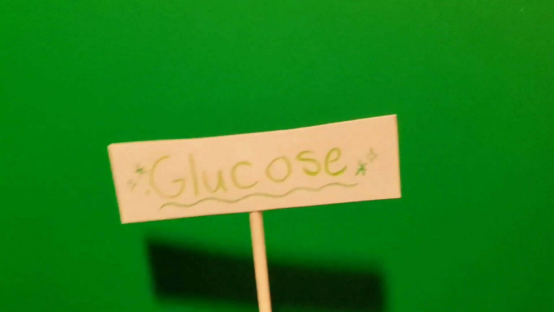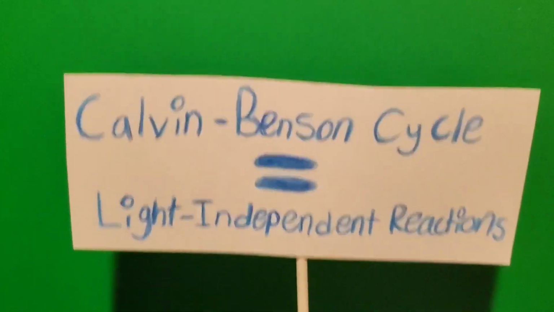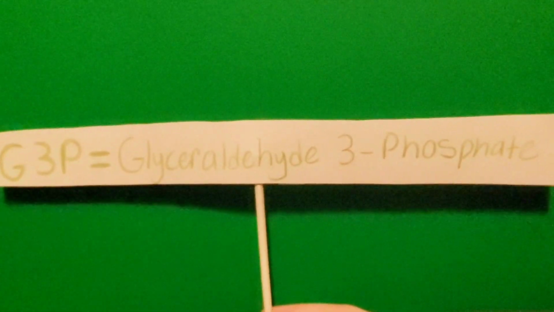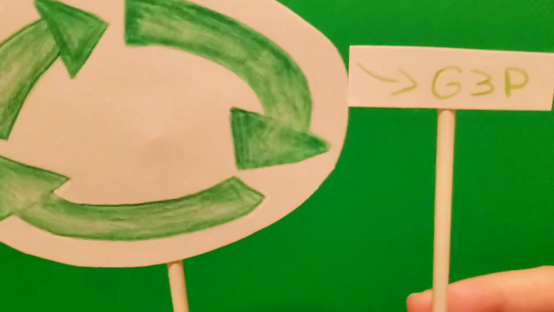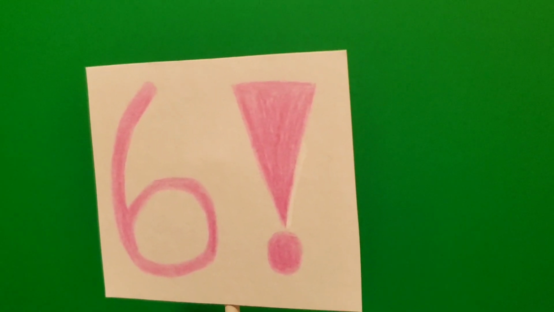The energy from ATP and NADPH is very important because it will be used to create glucose in the light-independent reactions. The light-independent reactions are also known as the Calvin-Benson cycle. This part of photosynthesis is the cycle that goes through the process of rearranging molecules to create G3P. One of these molecules will leave the Calvin cycle. It will get used to produce glucose. The Calvin cycle has to happen 6 total times in order to create just one molecule of glucose.